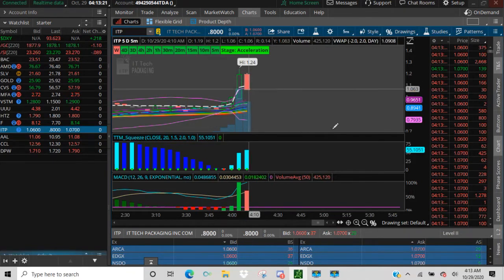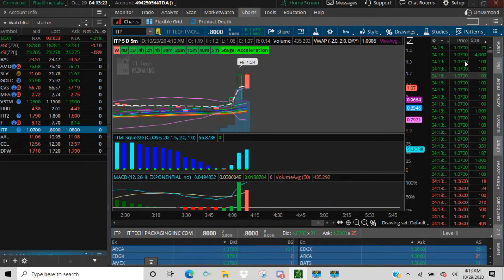It's starting to knife. You can see over here on level 2 the actual size of the buys, the time that they happen, and the momentum is still kicking in. Okay, you could see.